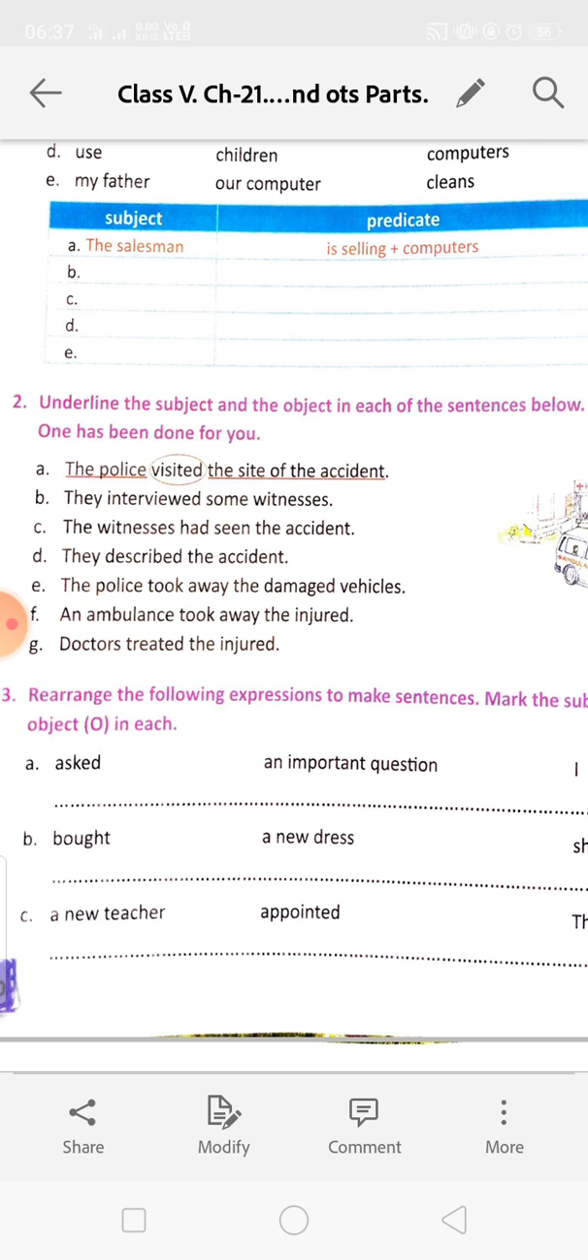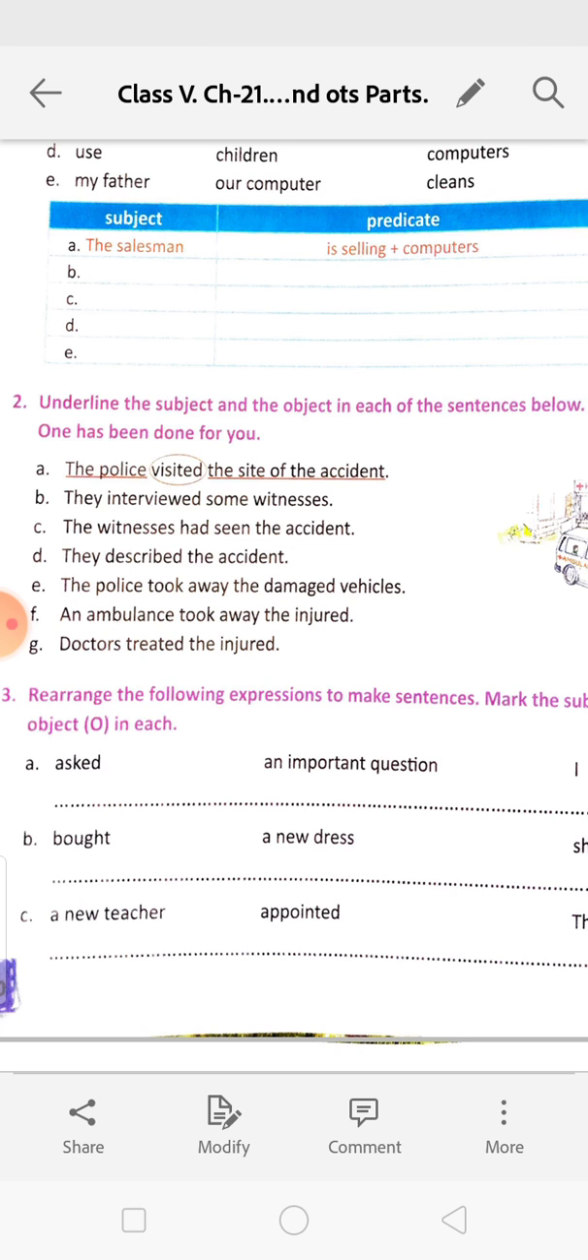Listen to the point properly. I am giving the example from number 2D. Subject, predicate and subject, object. At first I am giving the example of subject and predicate. They described the accident. They is the subject. Described the accident is the predicate. Next I am telling you to underline the subject and the object. Here you have to do like this. They, subject, described, verb, and the accident is the object.